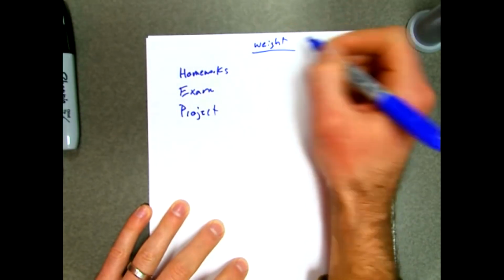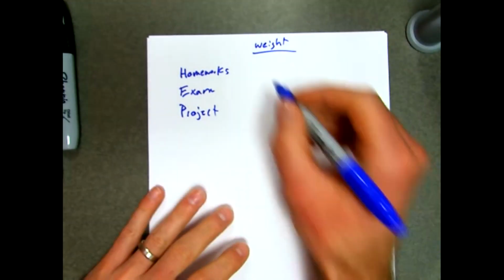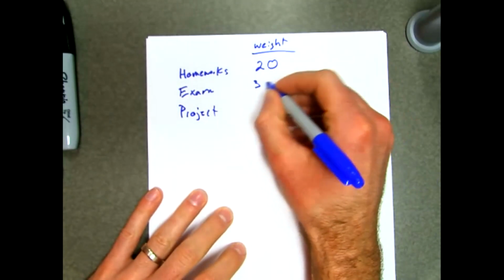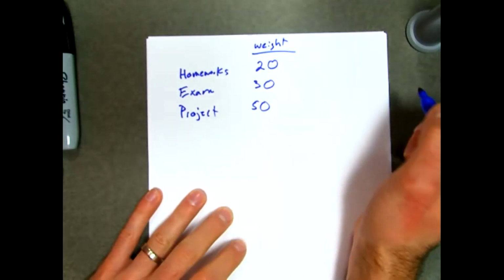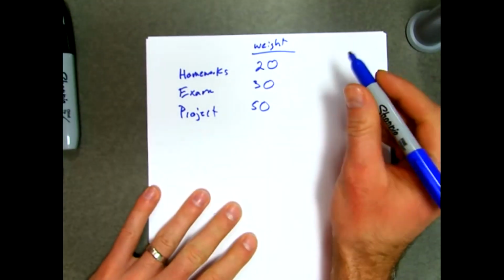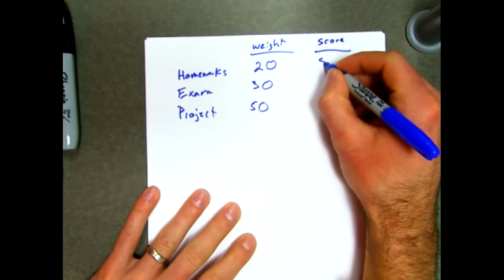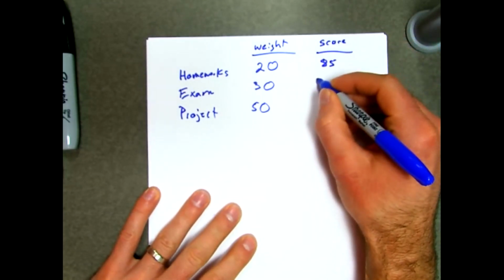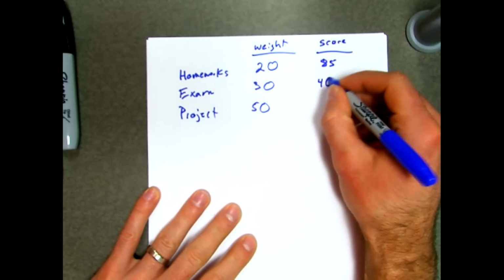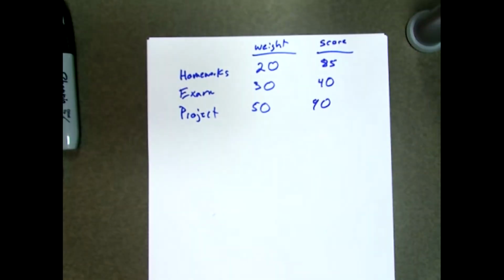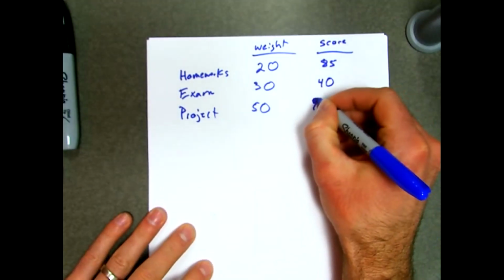In different classes, maybe you're told homeworks are going to account for 20% of your grade. The exam will be 30, and then we have this huge class project that's 50% of your total grade. You then have at the end of the semester, what was my score in these different things? Let's say this person did really poorly, but they did really well in that project. So this is a 9.